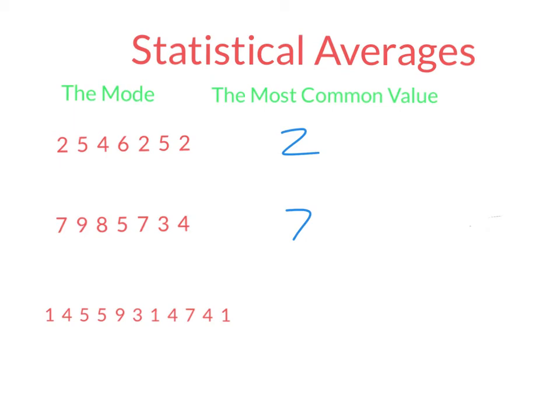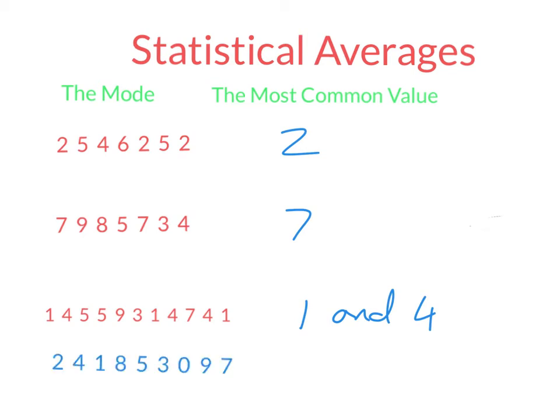And in the last example, we have a 1, a 4, a 5, a 5, a 9, a 3, a 1, a 4, a 7, a 4, and a 1. So we have a few more digits this time. But I can see there that we have 1, 2, 3 ones. We have got 2 5s. We've only got 1 9, 1 3, 1 7. But look at, we've got 1, 2, 3 4s. So this time we actually have got 2 modes. So we need to write both of them down. So our mode this time is 1 and 4. We need to make sure we write down both.